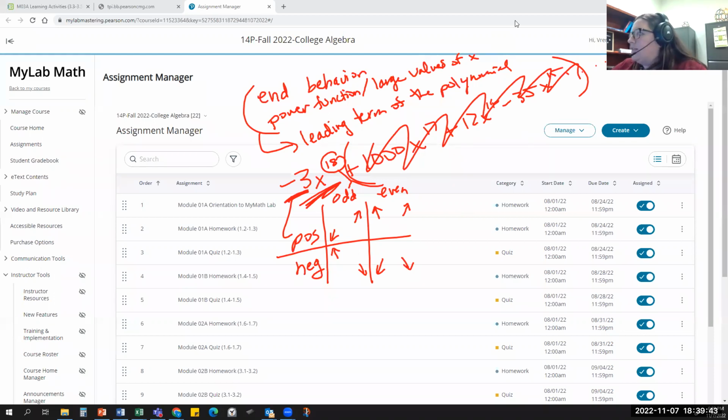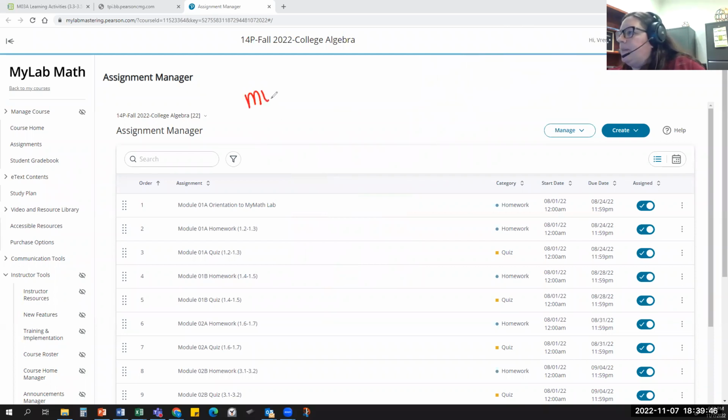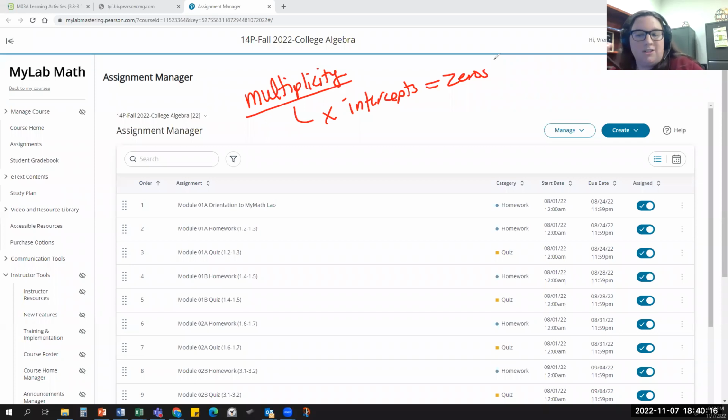Then the other thing is just the concept of multiplicity. Don't let that big long word confuse you. You just need to learn what it means when you see that word. It has nothing to do with the actual location, but it's related to the x-intercepts or zeros. X-intercepts and zeros are the exact same thing. So if you're listing the x-intercepts and then you're listing the zeros, that should be the exact same list. Those correspond also to the factors of the polynomial. But multiplicity is the power of the factor.